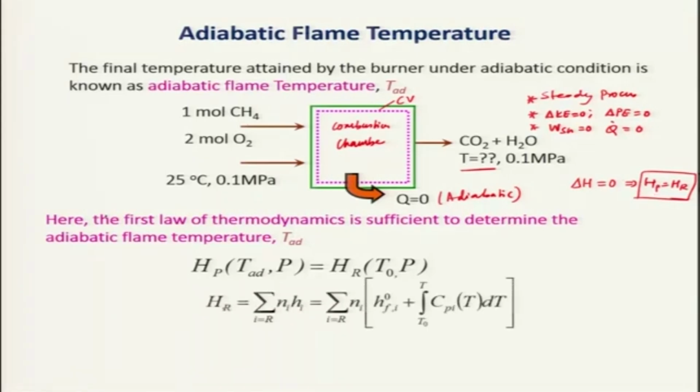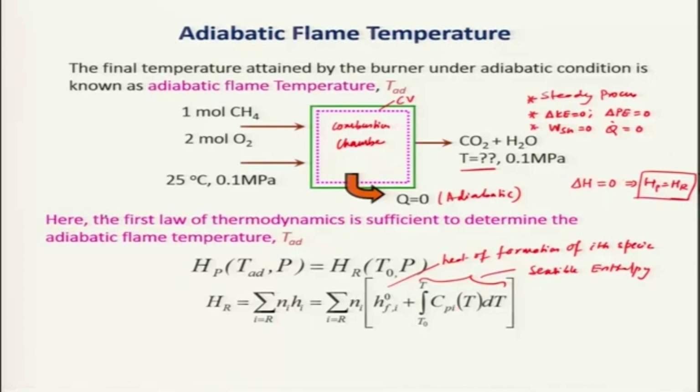And what is Hr? Hr is equal to the summation of Ni Hi, and keep in mind this enthalpy Hi has two components. One is the heat of formation of the i-th species, and the other portion is the sensible enthalpy, which is the integral of Cp dT. Keep in mind that Cp of the i-th species is a function of temperature.